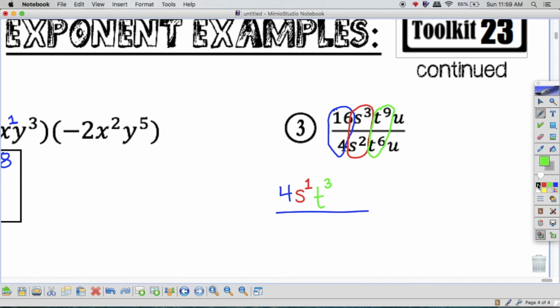And anytime I have the same thing on the top and the bottom, I'm going to cancel it out. Okay, I'm not going to put a u. I could do times 1 if I want, but I don't really need to. So that is my final answer. When you are dividing with the same base, we subtract exponents. Divide or reduce coefficients and subtract exponents.